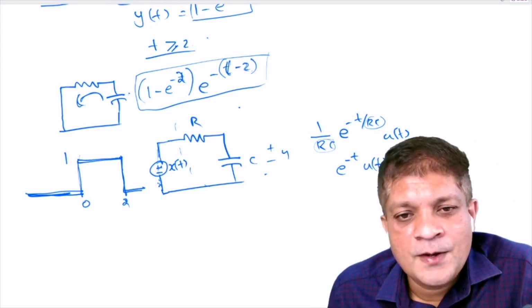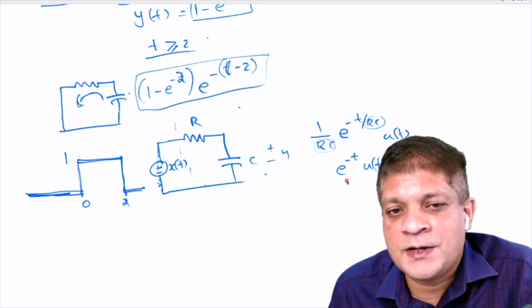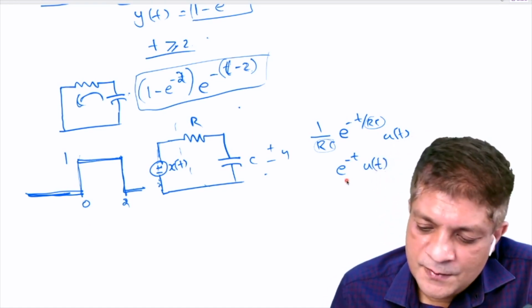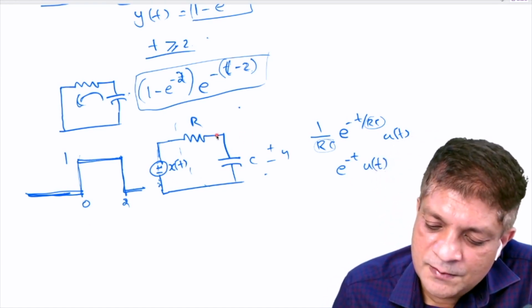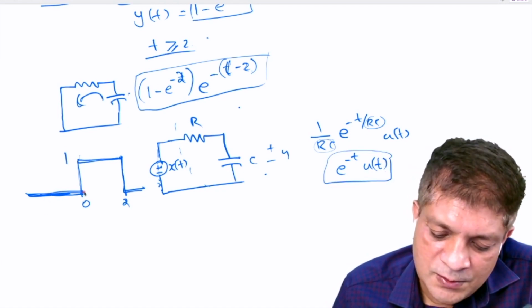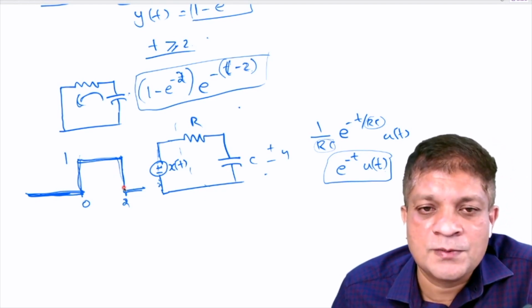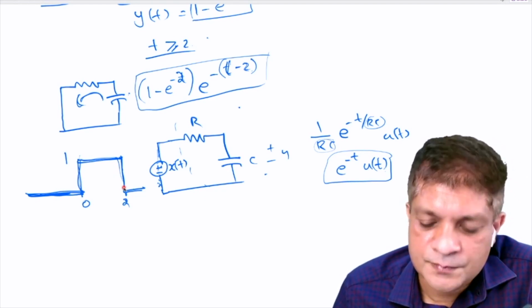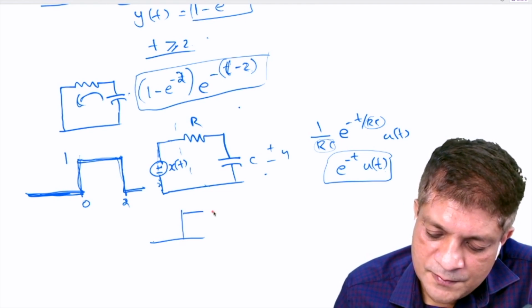Okay. Now let us find the output corresponding to this. This is a linear time invariant system with impulse response e to the power minus t u(t), and you are giving this as the input. Then what will be the output? Is it this convolution?